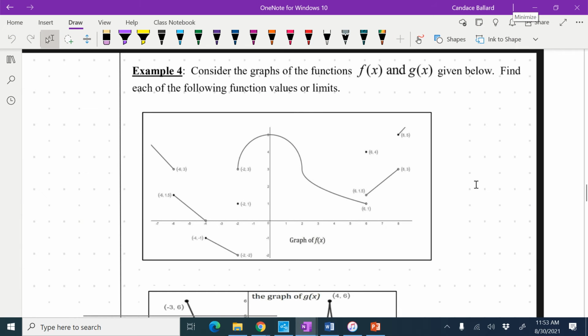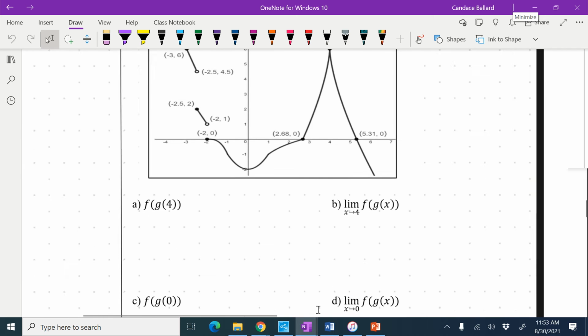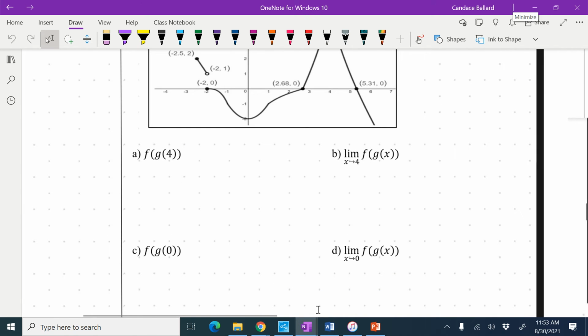So we're going to consider the values of the functions f and g of x given below. Find each of the following function values or limits. Okay, so we're going to start with this one right here in a. We know that one from last year, right? We talked about this last year.